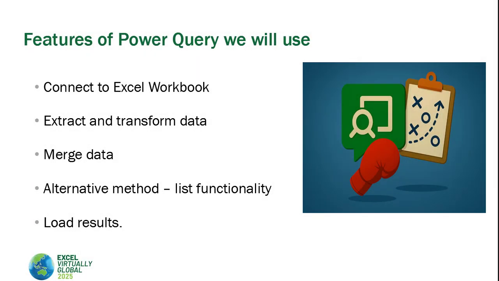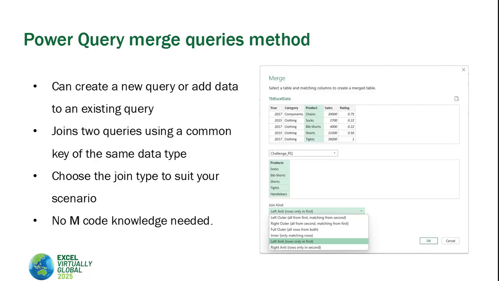So let's just have a look at the features of Power Query we're going to be using for this example. We're going to be using the connectors, both to connect to the data in the Excel sheet and also to data in an external Excel workbook, as I'll show you in a moment. We're also going to extract and transform data. We're going to be merging data. And we're also going to look at an alternative method that doesn't involve merging, where I use list functionality. And then finally, we're going to load the results of both the merge data method and the list functionality method, just so we can compare what's happened. So let's look a little bit more about how I'm going to use each method.